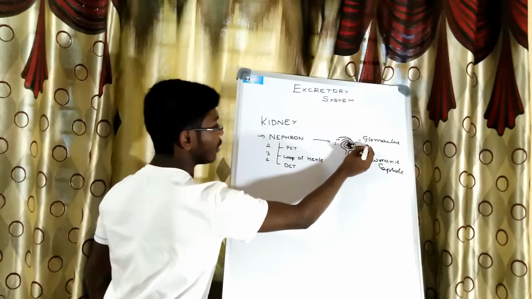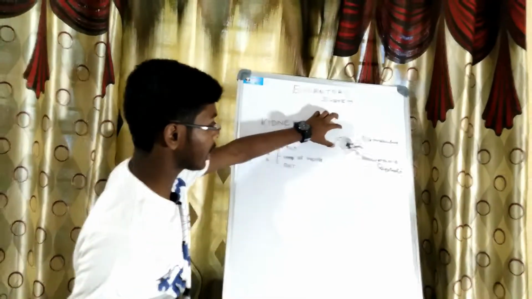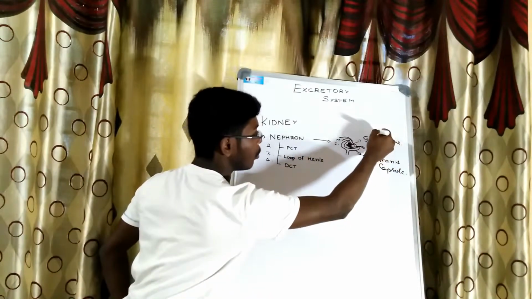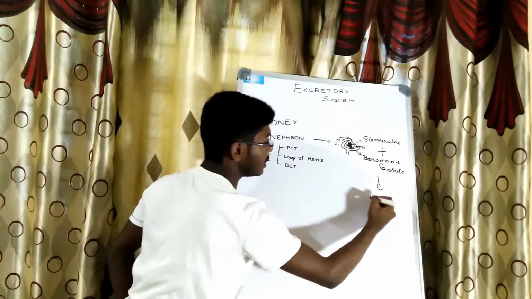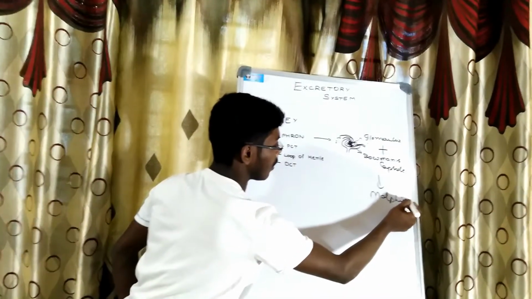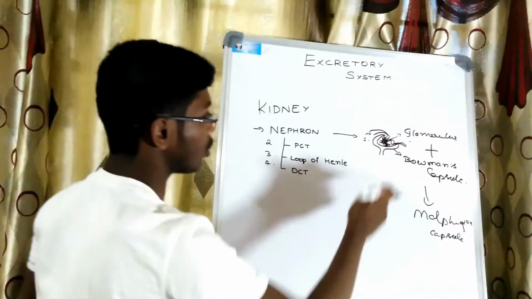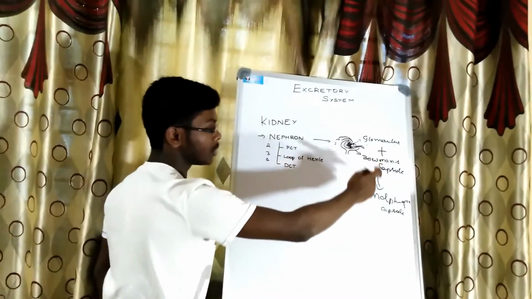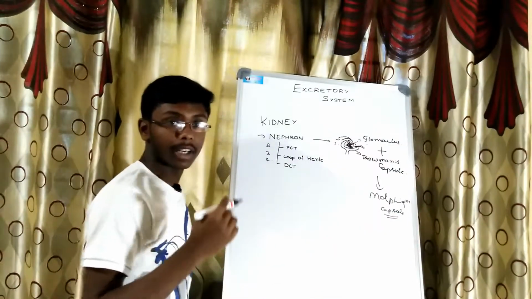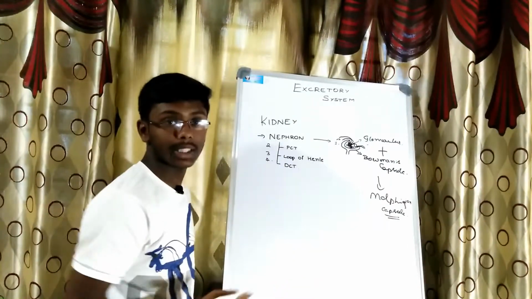Bowman's capsule and glomerulus together are called the Malpighian capsule. So both the glomerulus and Bowman's capsule are known as the Malpighian capsule. It is the part where the first stage of urine formation takes place, which is known as ultrafiltration.